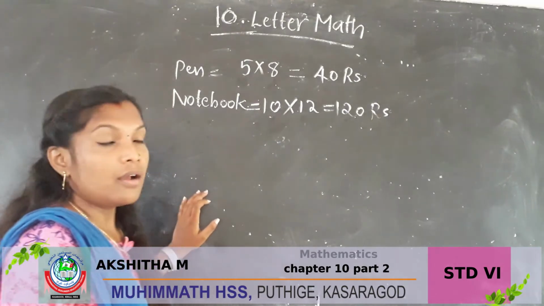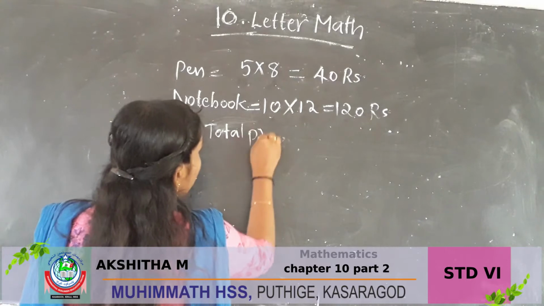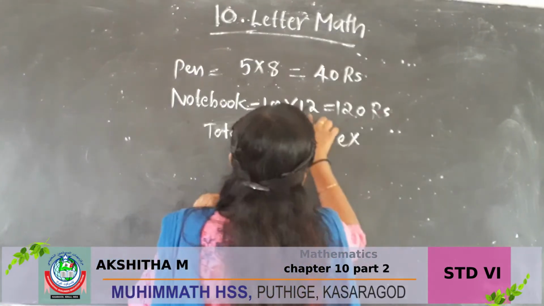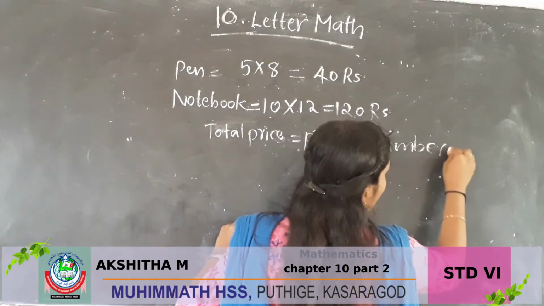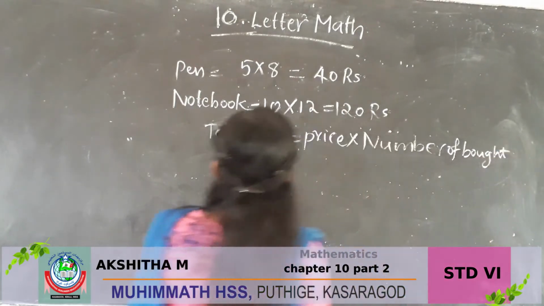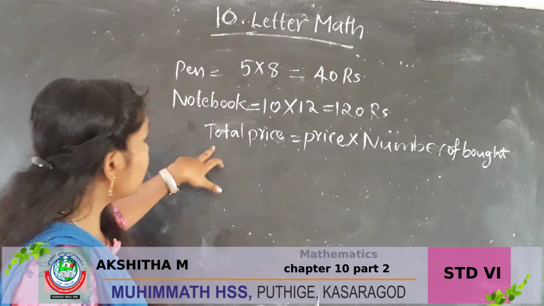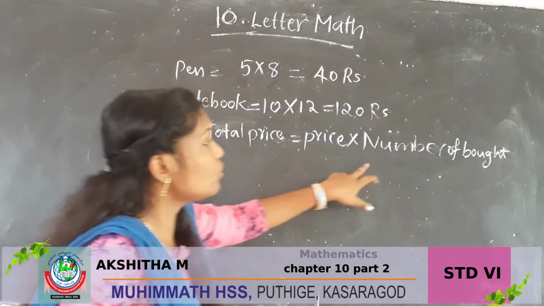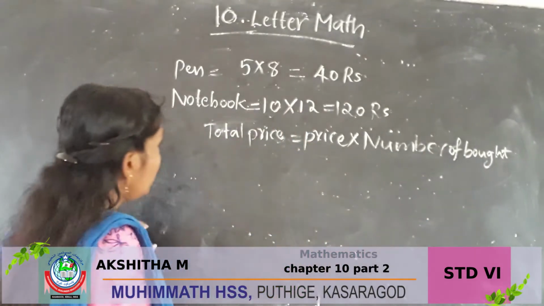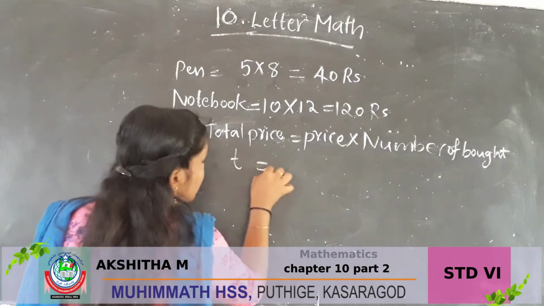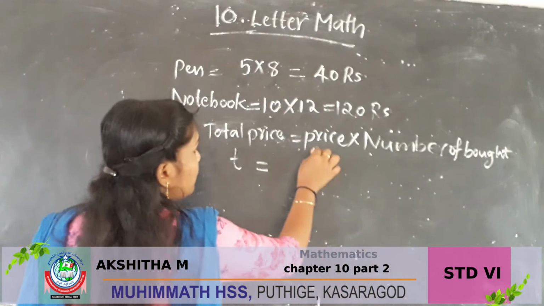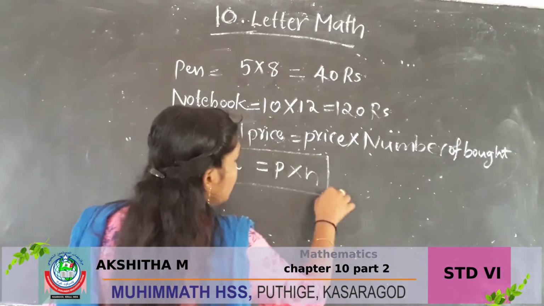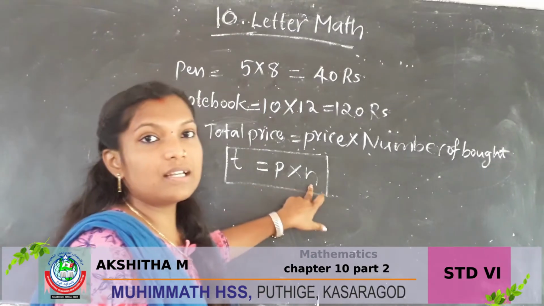How can we write the relation by using letters? Total price is equal to price into number bought. To get total price we have to multiply price into number bought. So total price we can write as T, price as P, number bought as N. So T is equal to P into N. By using letters, we can write like this.